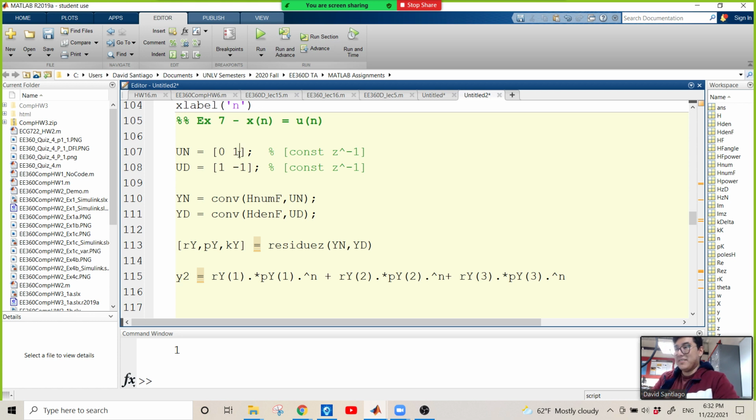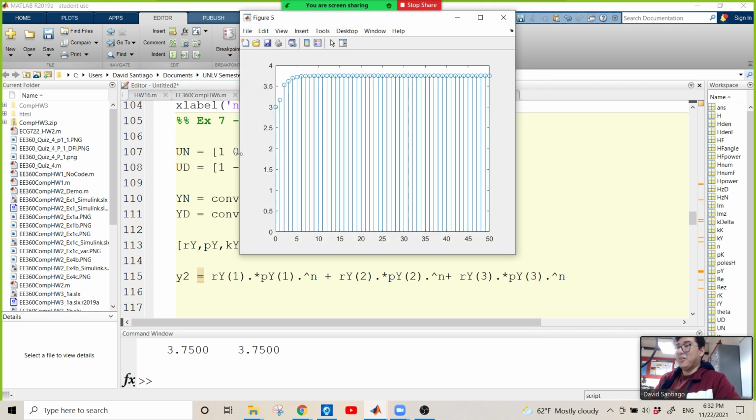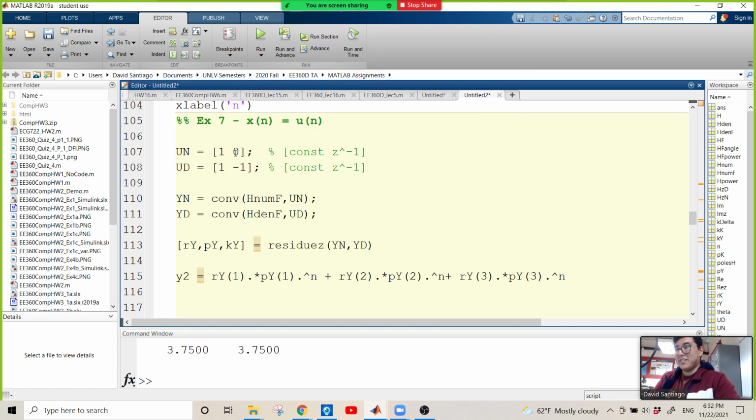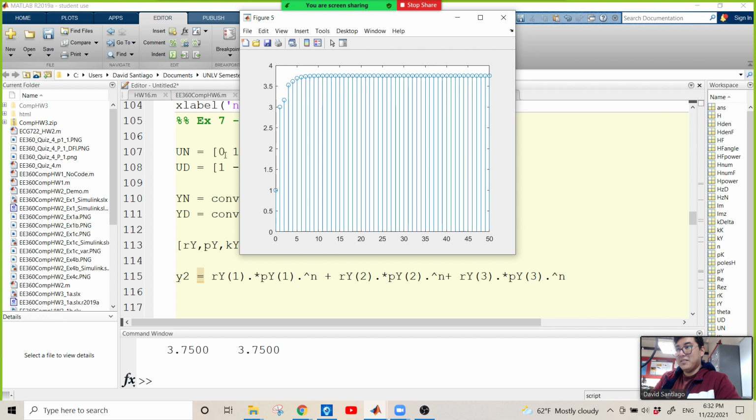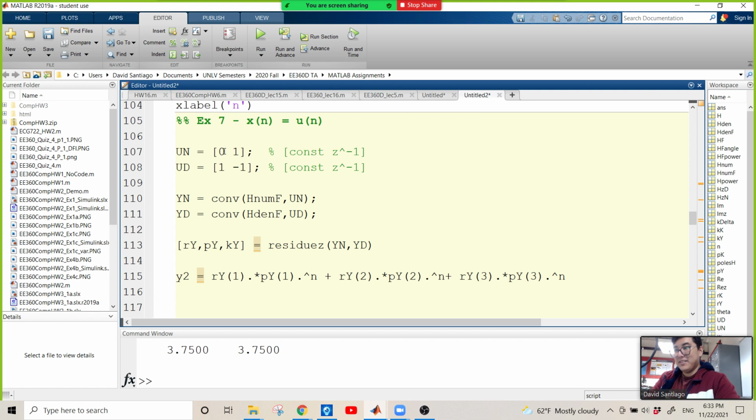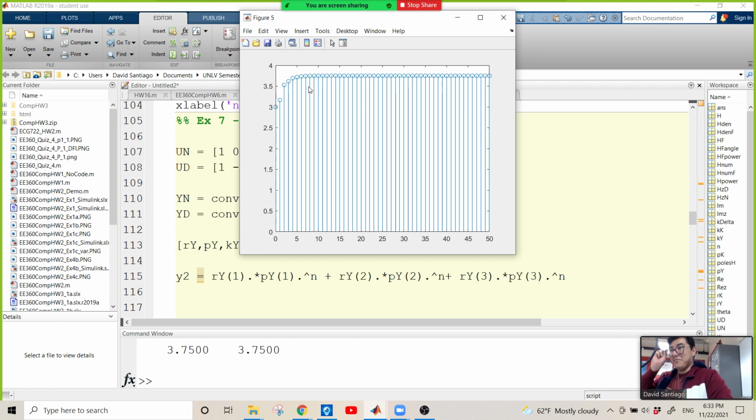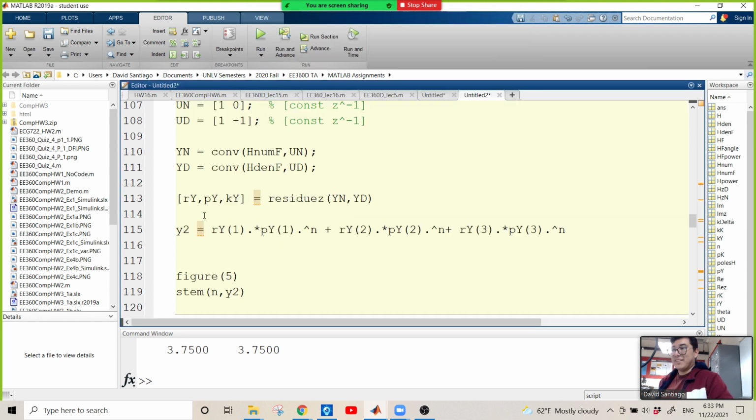I wrote this backwards. 1, 0. Something's telling me something's not right. Oh, there it is. Okay. Residues, y of n, u of n. Maybe I wrote it wrong. Let me see. 0, 1. We will verify this at the end. 1, 0. See how similar that is? But yes, that is a step response. And look at that, DC gain. I'll show you that at the end.